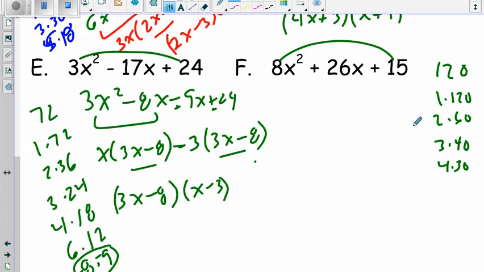But everything's positive, so I don't think that's going to work quite well. Let's try 5. So I get 5 and 24. Let's try 6. So I get 6 and 20. There we go. If I add 6 and 20 together, I do indeed get that 26.